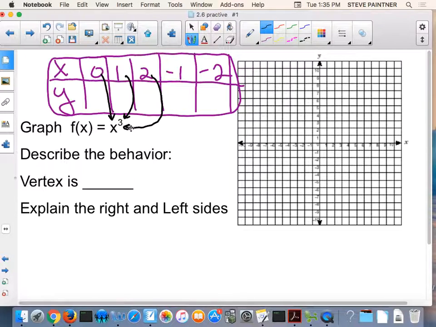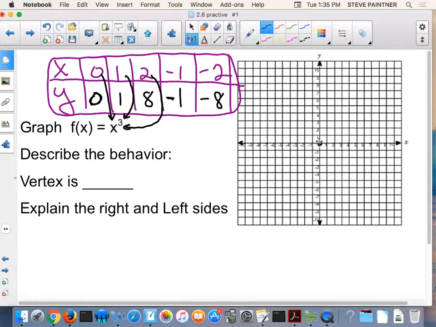Keep putting numbers in. 0 cubed is what? 1 cubed. 2 cubed. 8. -1 cubed. -1. -2 cubed. -8. Okay. So that's what you and I actually did yesterday. We actually did all that. But then we said, memorize it. Okay? Now, graph it. Here we go.